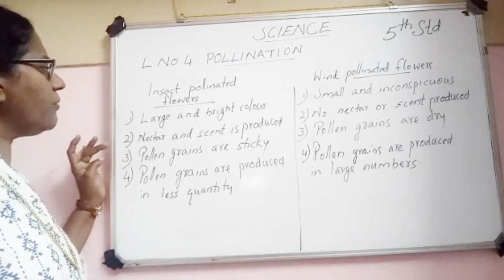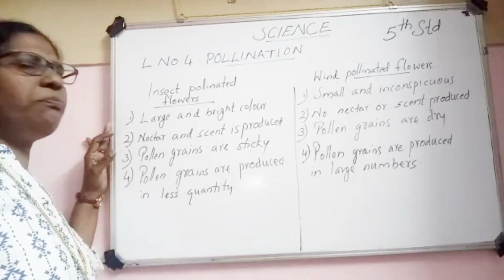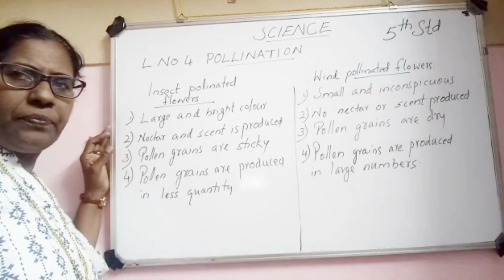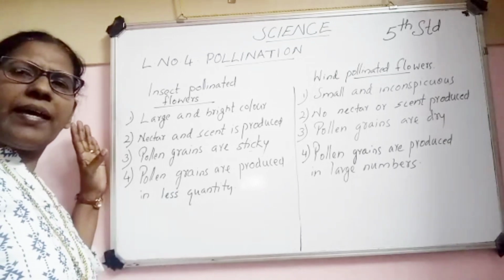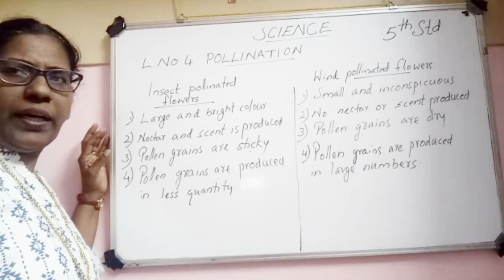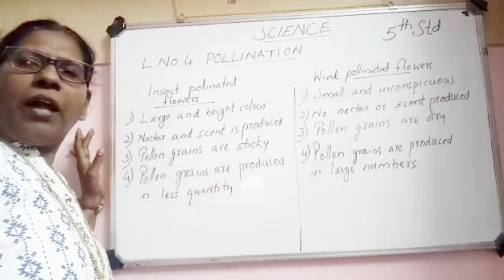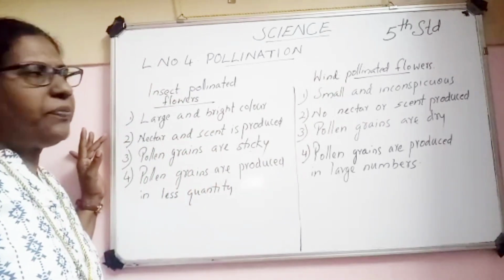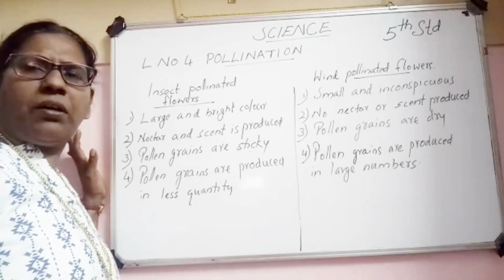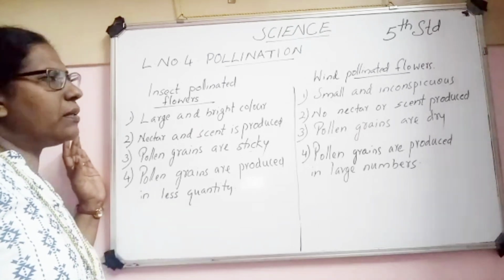In insect pollinated flowers, flowers should be large in size and bright in color to attract insects. If the flowers are large in size and bright in color, then insects are attracted to that. Whereas in wind pollinated flowers, flowers are small in size and not that attractive. They don't need to be attractive because they are not going to be pollinated by insects.